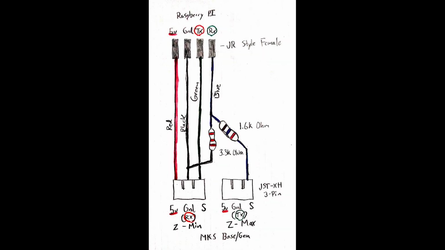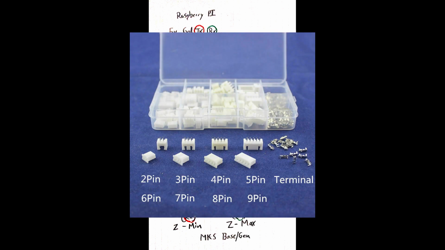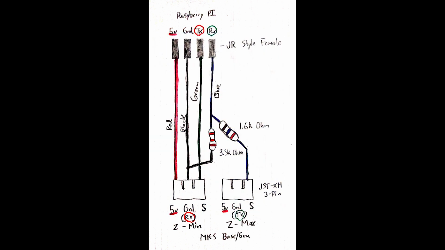I cut one end off of a female breadboard jumper wire and crimped on a JST XH pin. I did this 4 times on 4 different colored wires. Follow my wonderful hand-drawn diagram here for reference.